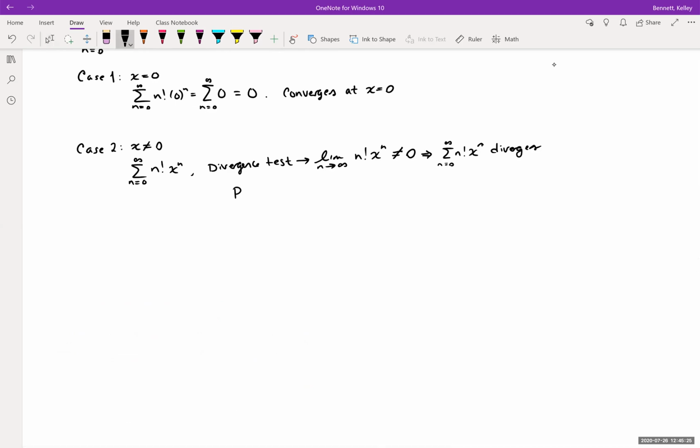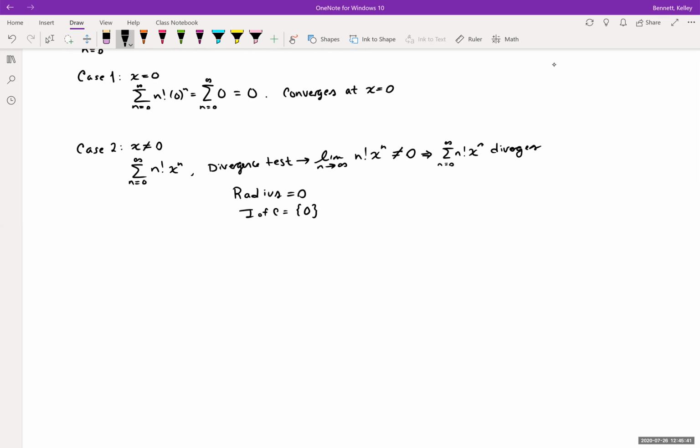So our radius equals 0, and our interval of convergence is just a singleton, the point 0. It's the only place where it will converge, when x is exactly 0.